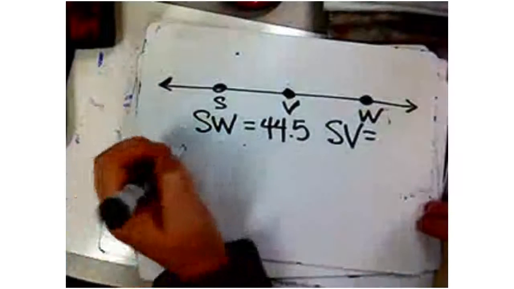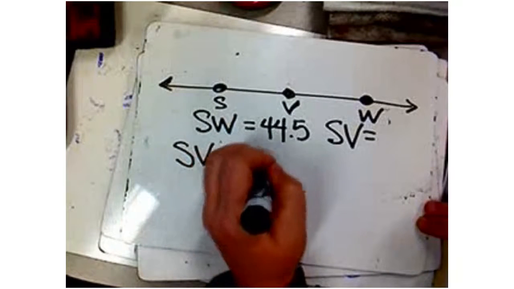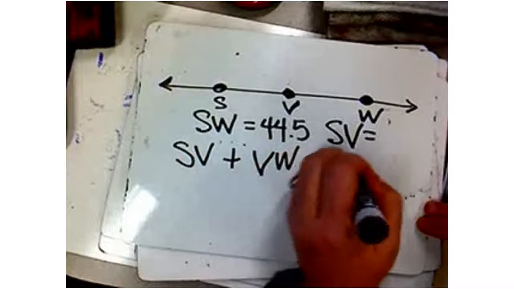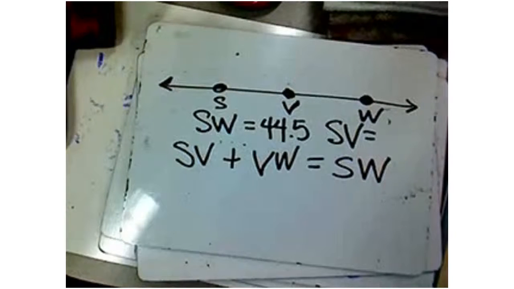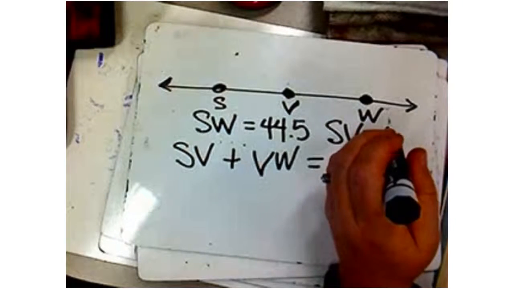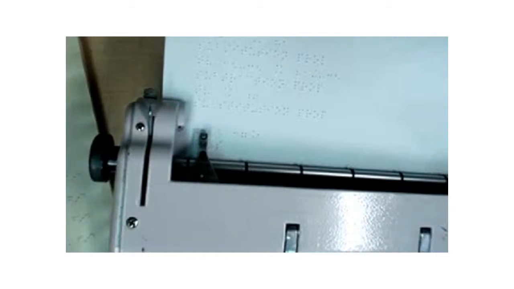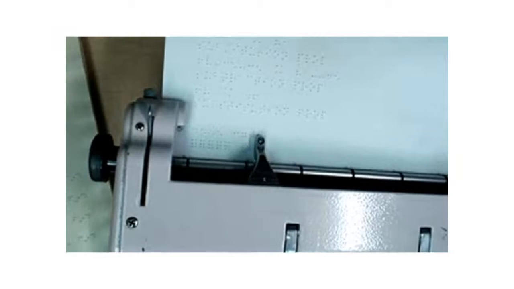So we're going to write that down. SV plus VW equals SW. I just put down SV plus SW equals... uh-oh. So we need SV plus VW equals SW. Okay. So your drawing can help you.